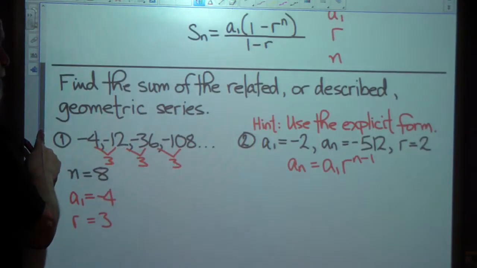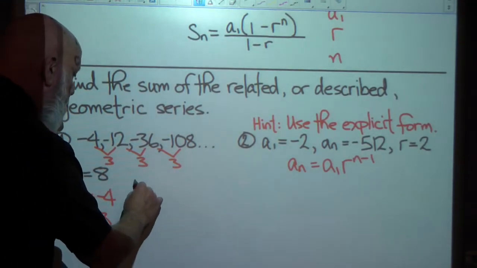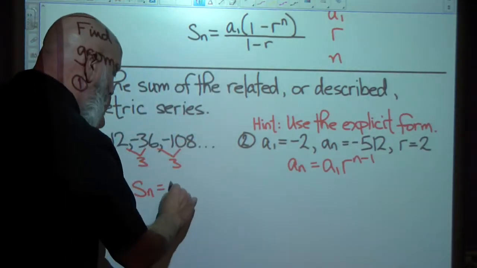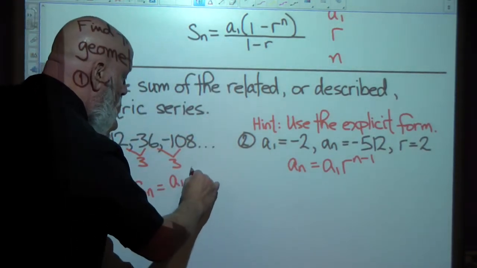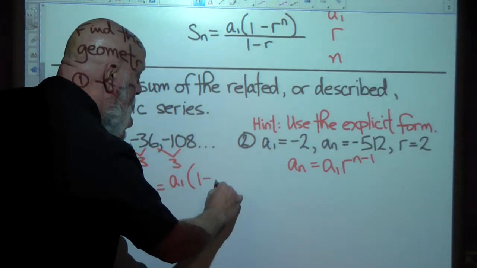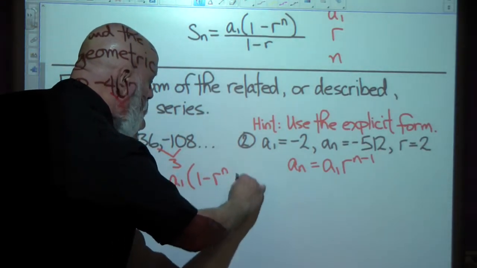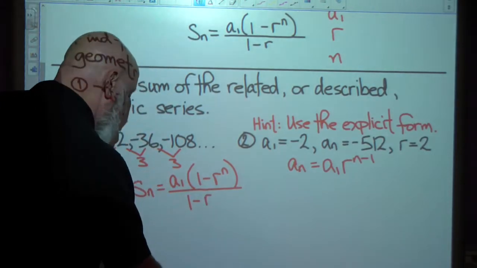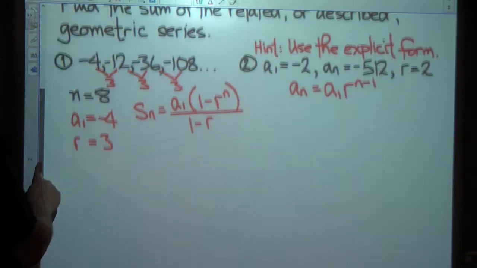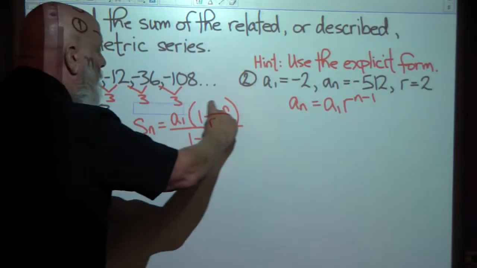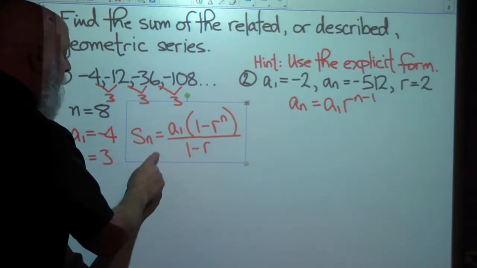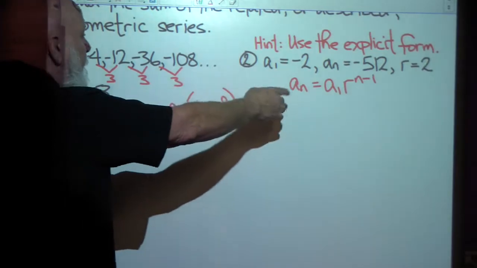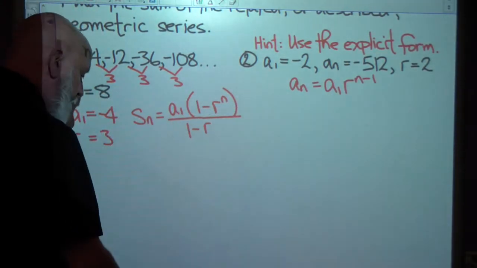So here we go. The sum of n terms is equal to the first term times the quantity 1 minus r to the n, divided by 1 minus r. There's the formula we're going to use. And this formula will add up these 8 terms. I only see 4 of them, but if we continue this pattern until we have 8 of them, this will add them up for us.